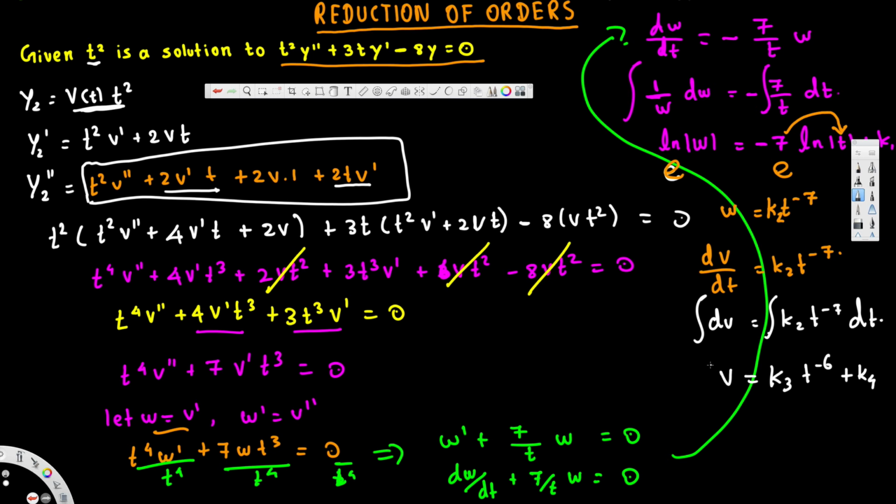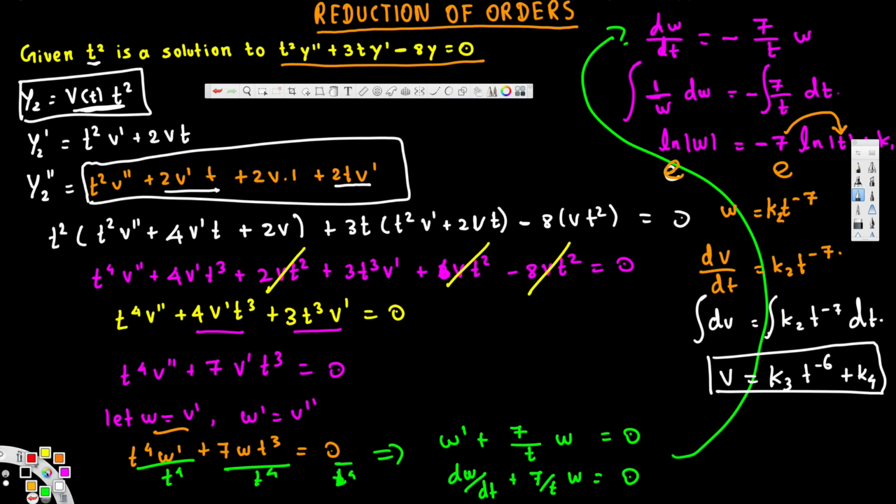Now we found v, but y2 is v times t square, so we have to multiply this term by t square. Let's go ahead and do that. So y2 is going to be k3 t to the power minus 6 plus k4, times t square. In that way we will get k3 t to the power minus 4 plus k4 t square. Okay, this is our solution.